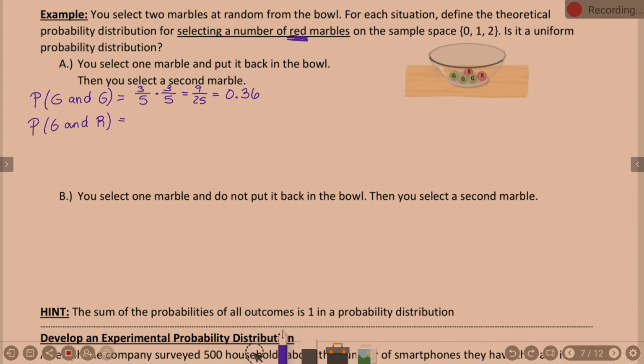I'm going with the idea of let's get the basic information, and I'll pair up what 0, 1, and 2 mean. So probability of green and then red. The probability of green on the first draw is 3/5. 3 green out of 5 marbles. What's the probability of red on the second draw? 2/5, because we're putting the marble back, aren't we? What is 3/5 times 2/5? 6/25, which is 0.24.